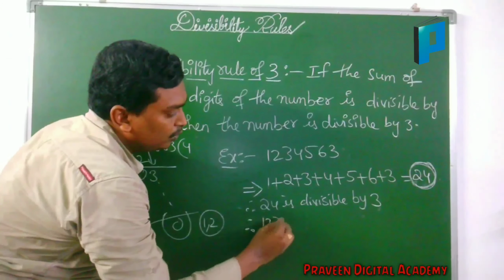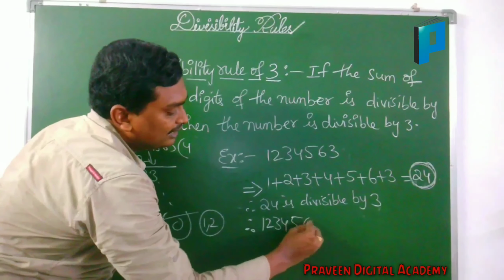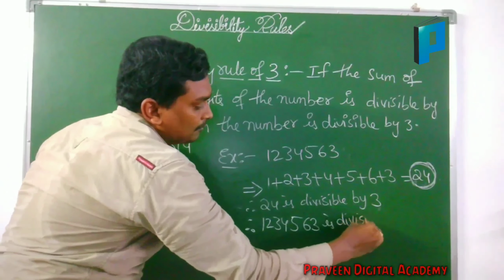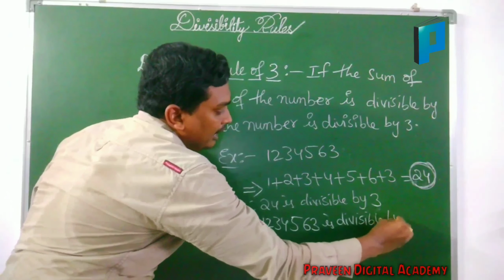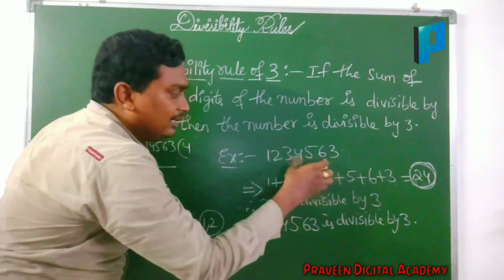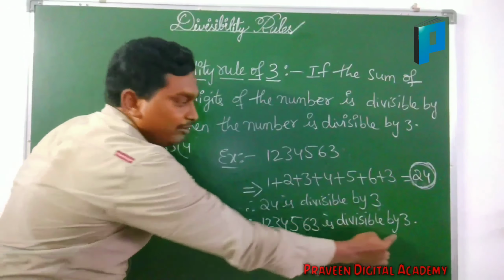Means 1, 2, 3, 4, 5, 6, 3 is divisible by 3. If the sum of digits is divisible by 3, then the total number is also divisible by 3. If you are having one more number like this, 1, 2, 3, 4, 5, how to check whether it is divisible by 3 or not?